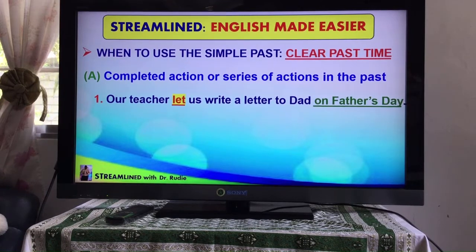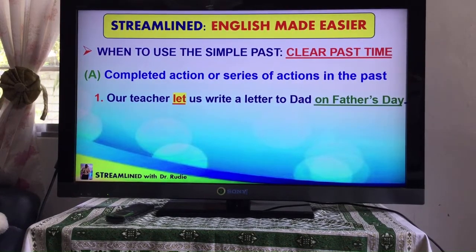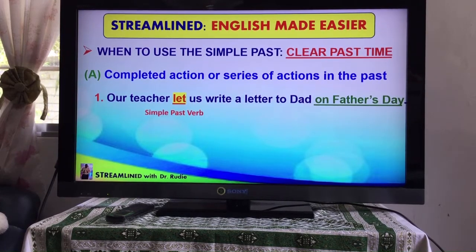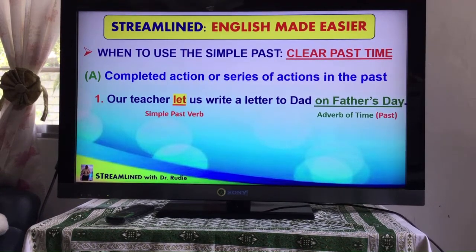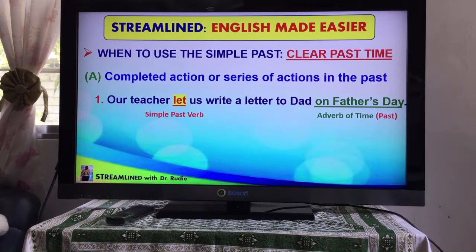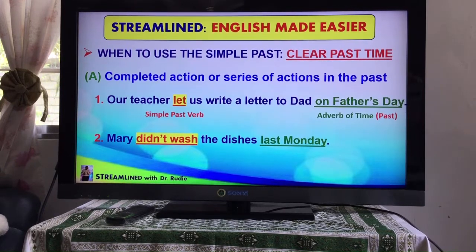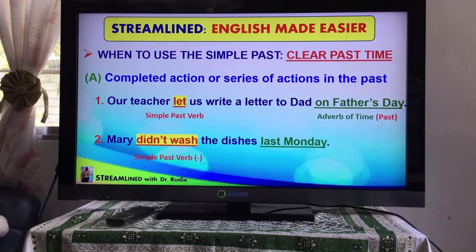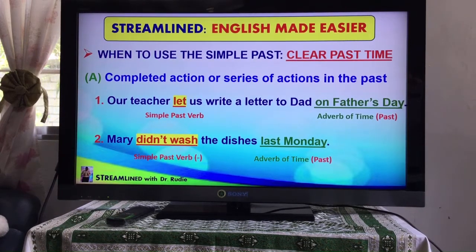Let's take a look at these examples. Our teacher let us write a letter to Dad on Father's Day. Our simple past verb is let. It is an irregular verb. And on Father's Day is the adverb of time, exact, definite adverb of time in the past. Number 2, Mary didn't wash the dishes last Monday. Our simple past verb in the negative is didn't wash. And the adverb of time in the past is last Monday.